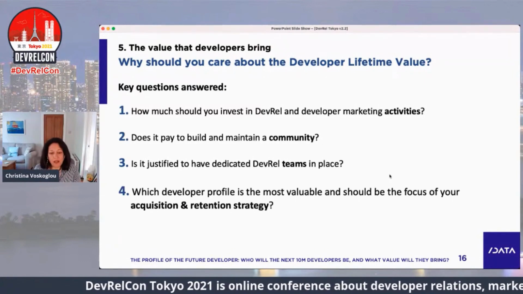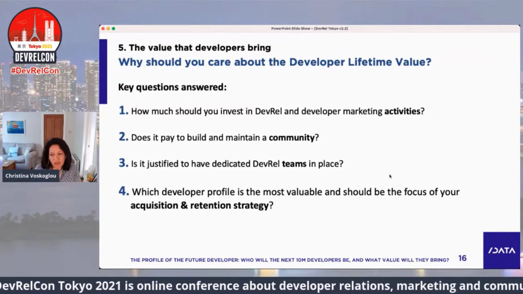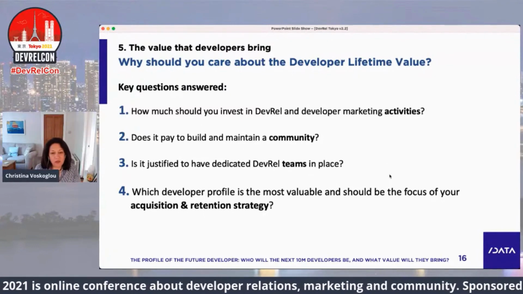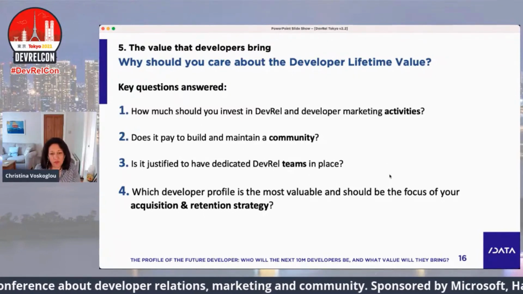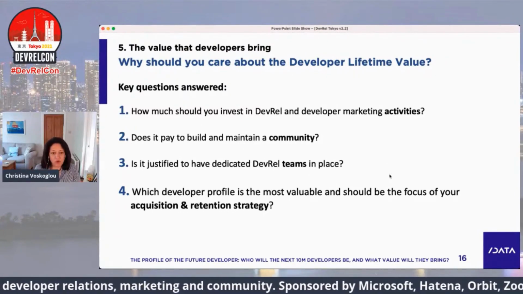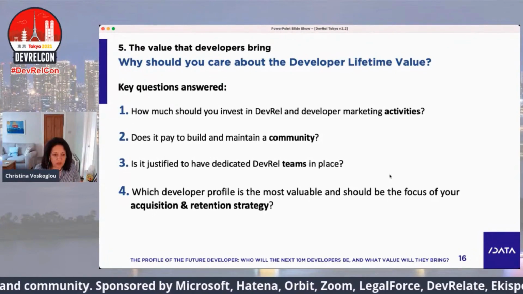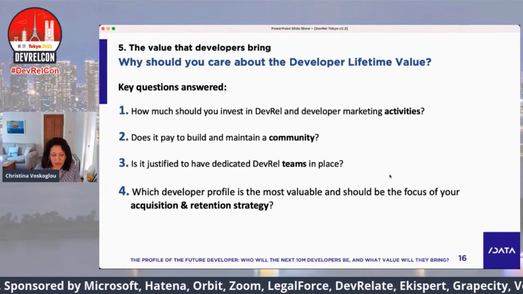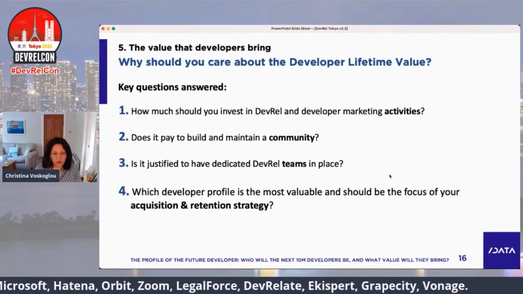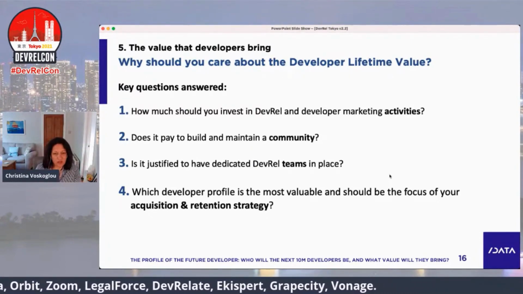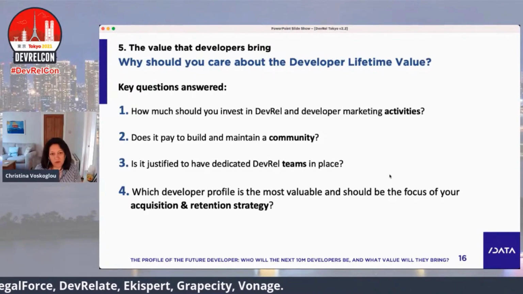And finally, as I said, we're discussing profiles here, and this would give you an idea of which is the most valuable profile, and therefore the ones to focus your acquisition and retention strategies on. There's a lot more to be said, and we have a methodology for doing that, but these are the key points about the need for developer lifetime value.